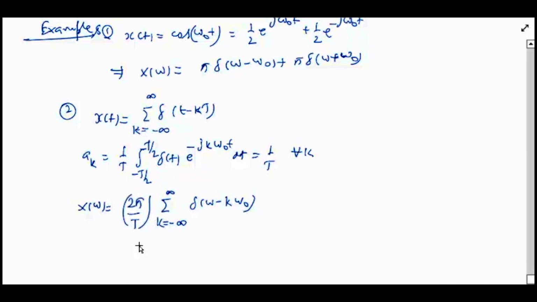So this brings us to the end of our discussion of the Fourier transform for continuous time signals. Next lecture we will look at the Fourier transform for discrete time signals.